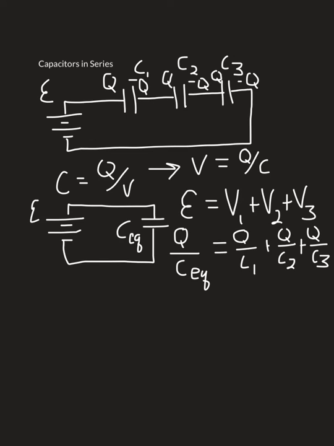My next step in this development of the equation is to divide both sides of the equation by the charge Q. When I do this, I have to be careful to divide Q out of every single term in the equation. So on the left-hand side, when I divide by Q, Q over Q equals 1. So I have 1 over the equivalent capacitance. And then the same thing will happen for each of the individual terms. So I will end up on the right-hand side of the equation with 1 over C1 plus 1 over C2 plus 1 over C3.